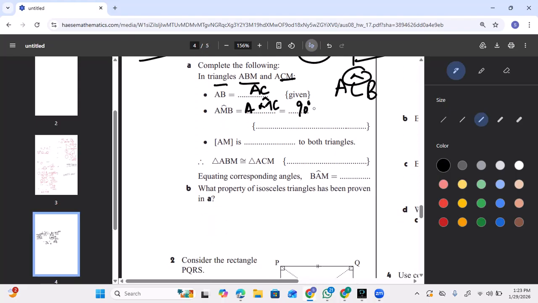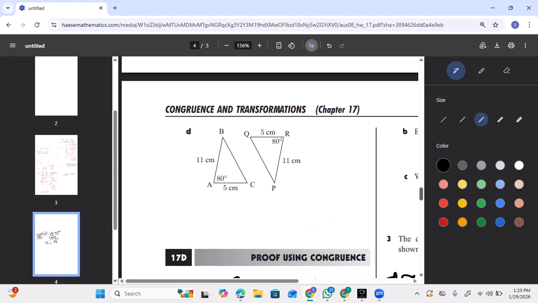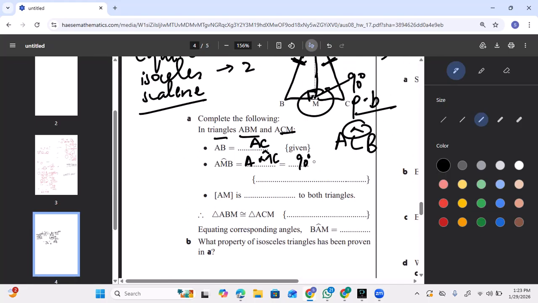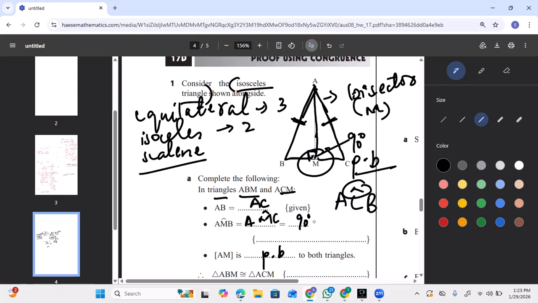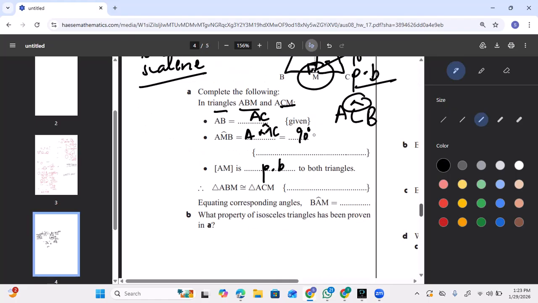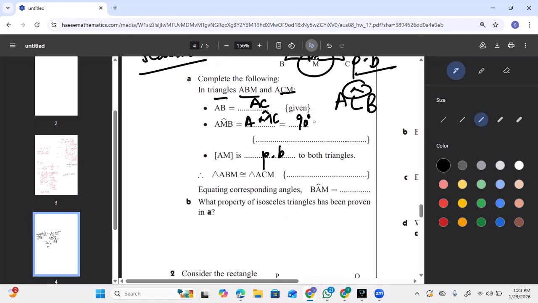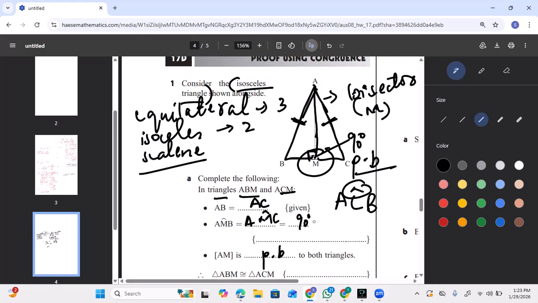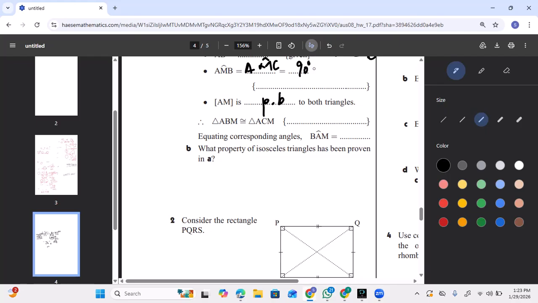Then they're saying that AM is equal to which side, or AM is common to both triangles. So AM is a perpendicular bisector because it bisects one triangle and forms two triangles of separate identity, but they are congruent as well. Then they're saying that triangle ABM is congruent to triangle ACM. So yes, that's right. Both the triangles are congruent.